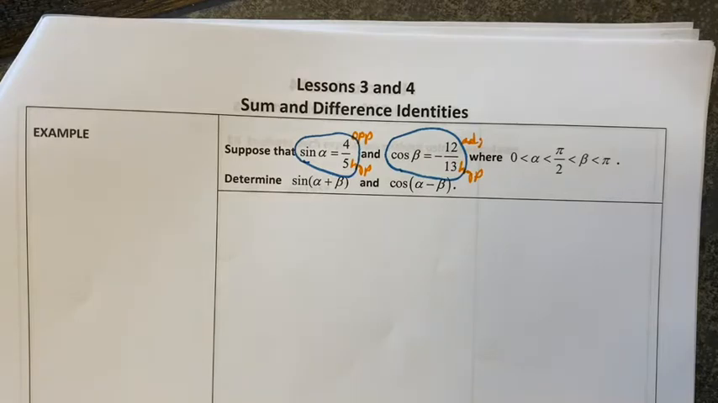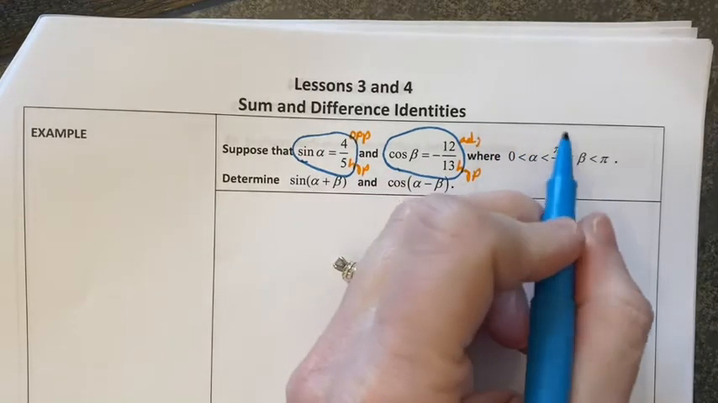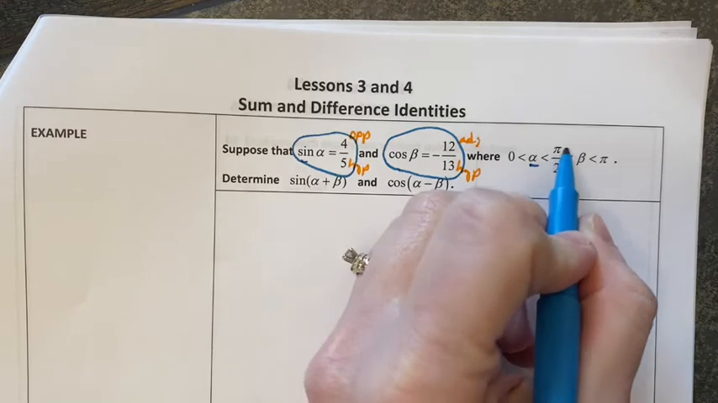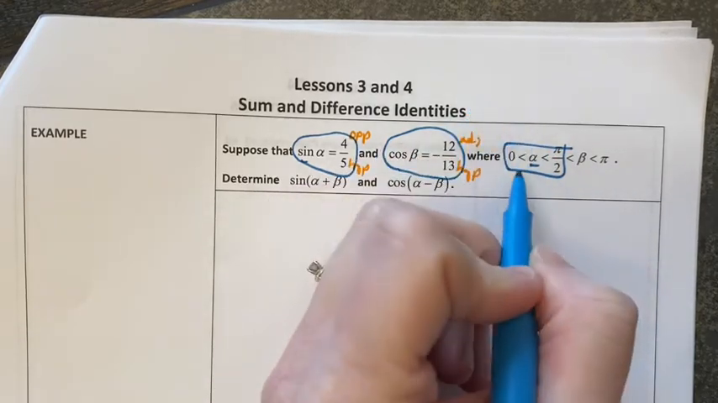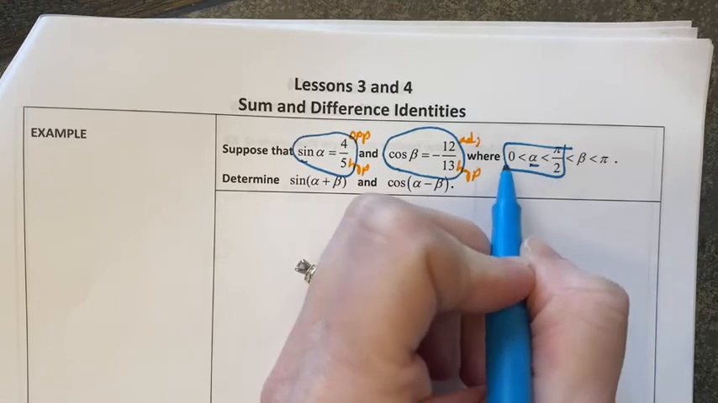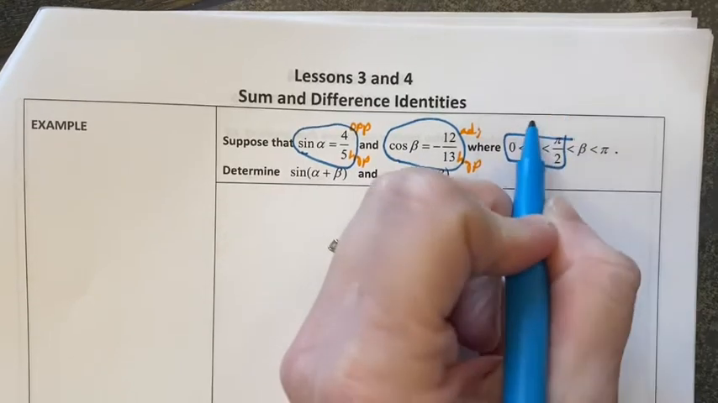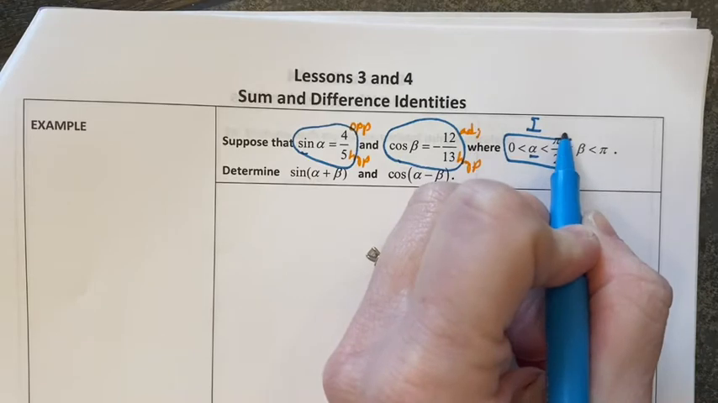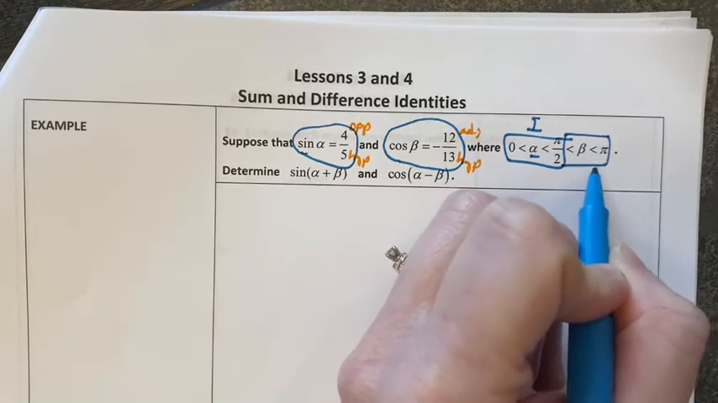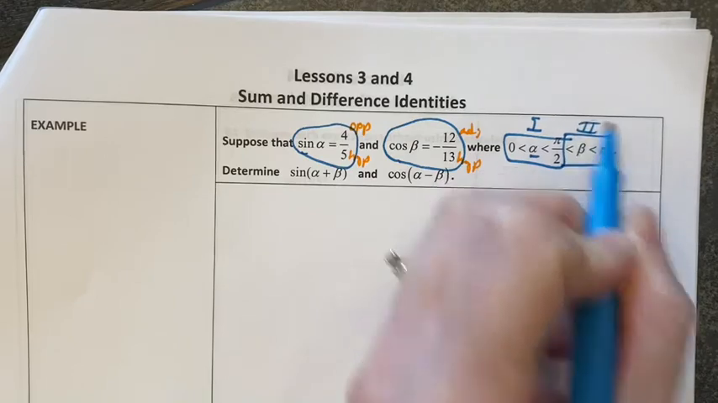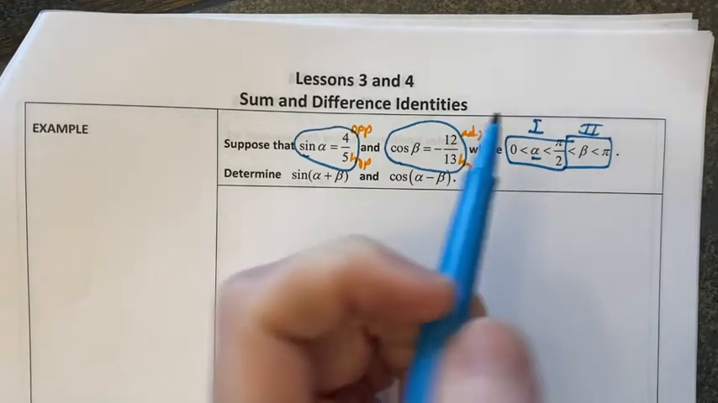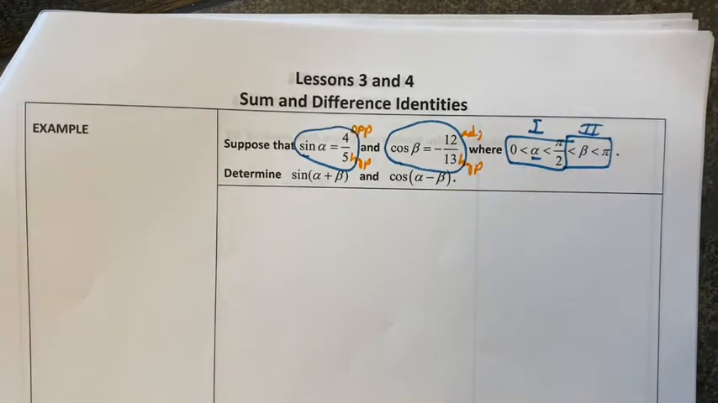We also have that this alpha is in between these two. And so think about that. That's the first quadrant. So alpha is in quadrant 1 and beta is in between pi over 2 and pi, so it's going to be in quadrant 2. That looks kind of weird, but that's all those mean.